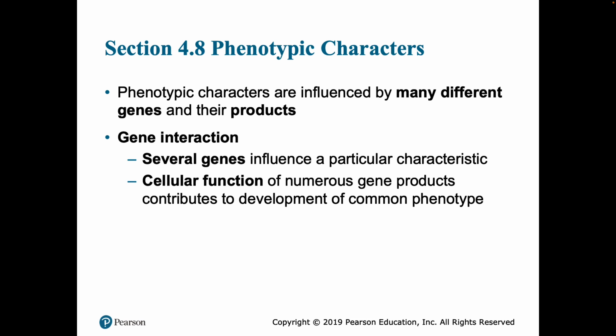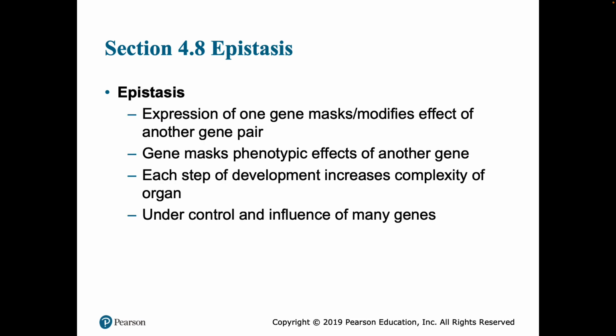And so one of the terms that we use when we're talking about multiple genes influencing one phenotype is epistasis. So epistasis is when you have two pairs of genes that are influencing a phenotype, and the expression or the effect of one gene can modify the effect of the other. And this definitely could be something like that Bombay phenotype.